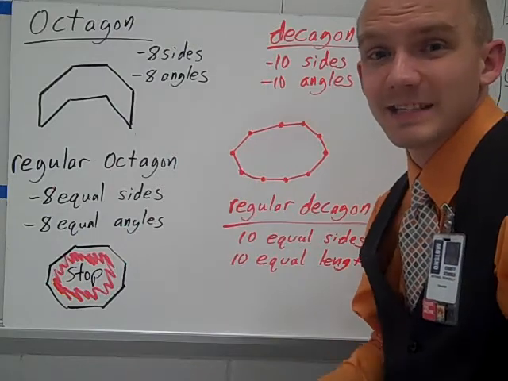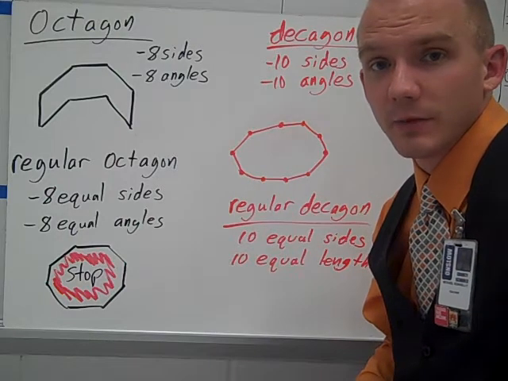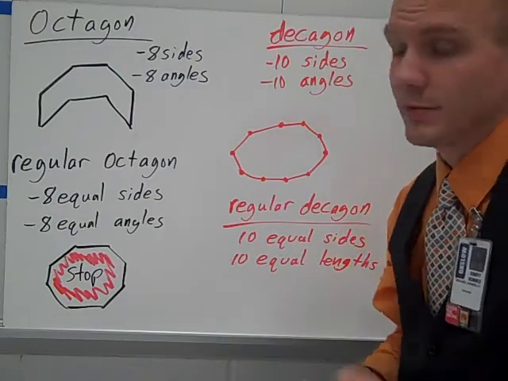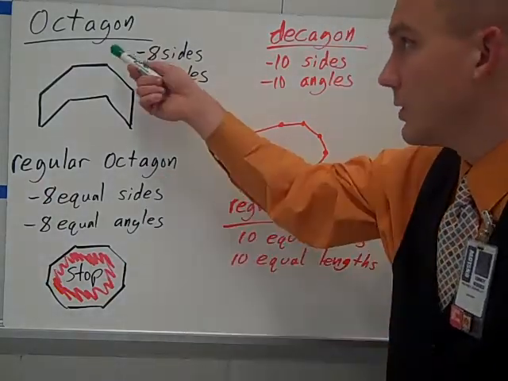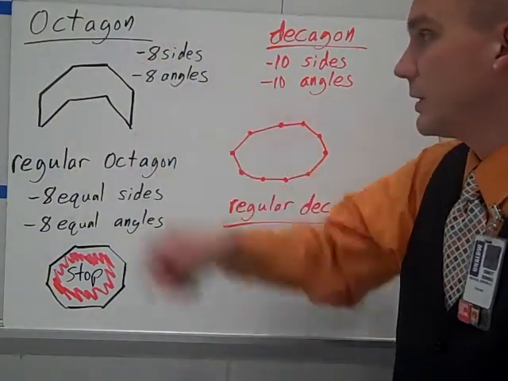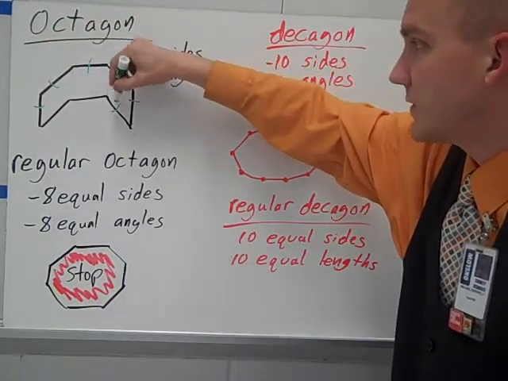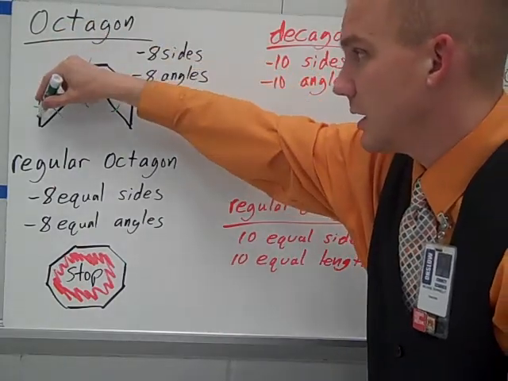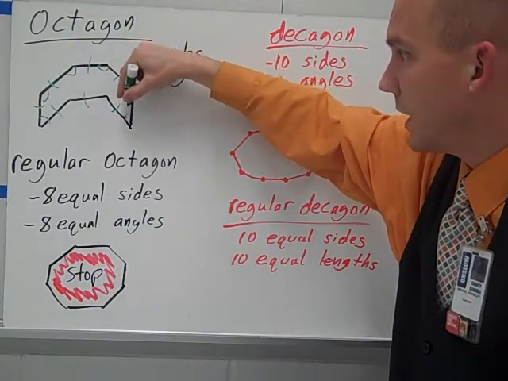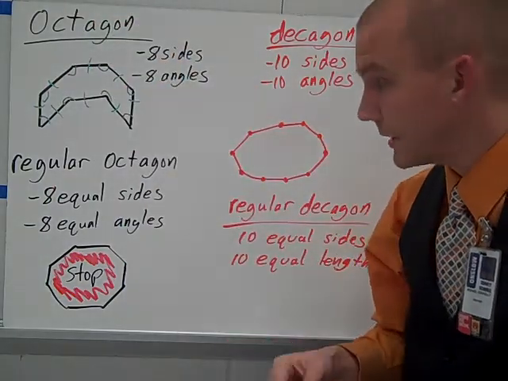Octagon, 8 sides. I did skip 7. You can draw 7-sided figures. Some people call them septagons, some people call them heptagons, but they're not too important for what we're studying now. So we're just going to move on to octagons. That's 8 sides, 8 angles. This is an example of one. 1, 2, 3, 4, 5, 6, 7, 8 sides. 1, 2, 3, 4, 5, 6, 7, 8 angles or corners in there.